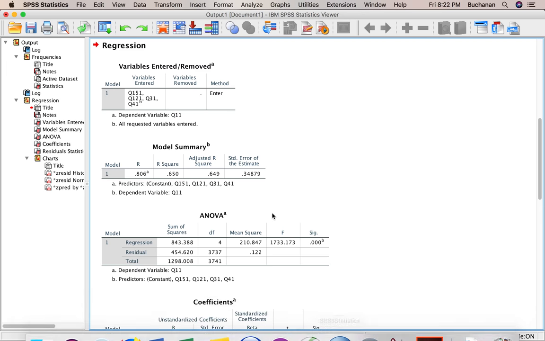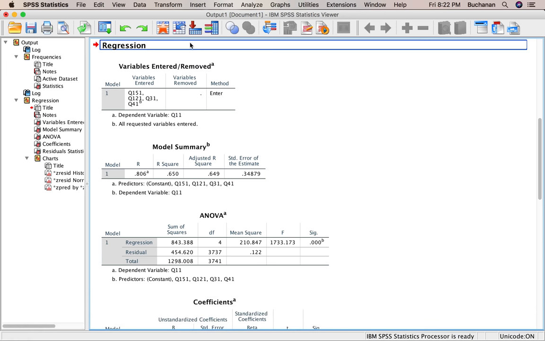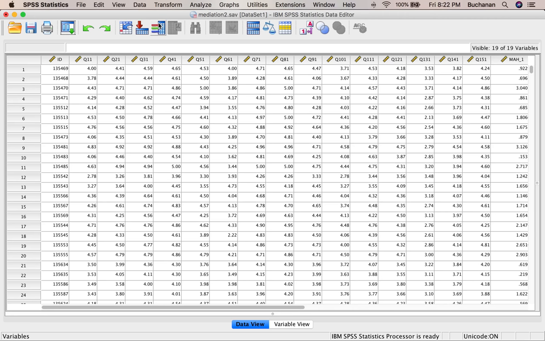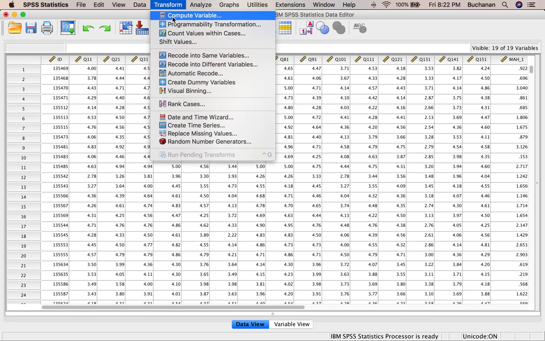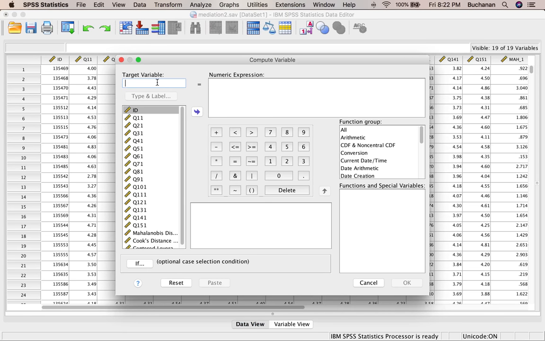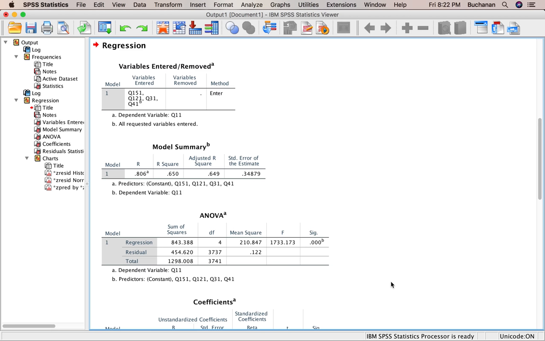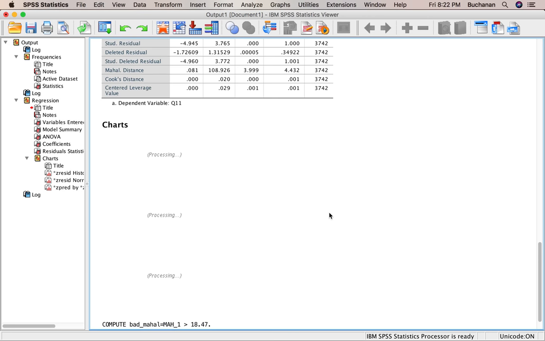Back to SPSS here. What we're going to do is create some columns that tell us whether or not someone was an outlier. So we're going to transform, compute variable. What I've been calling this in the past is like bad Mahal. So these are people whose scores are outside the cutoff criteria. We're going to pick Mahalanobis distance right here, and then say anybody greater than 1847 is an outlier. Click OK. It's going to tell you that you did that over here.